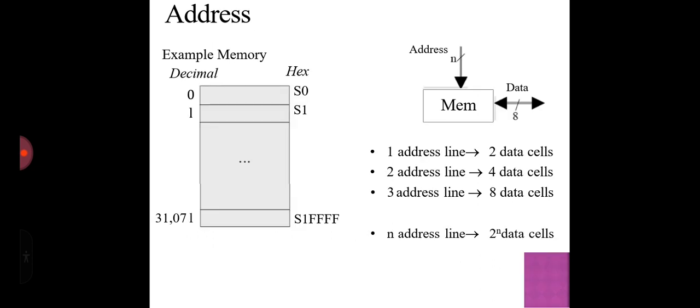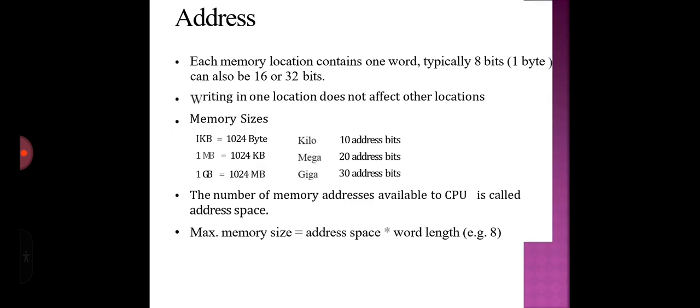Address. Example of memory which falls under the category of address: for one address line, 2 data cells; for 2 address lines, 4 data cells; for 3 address lines, 8 data cells; and for n address lines, 2 to the power n data cells. Here is a summary of memory sizes. 1 KB equals 1024 bytes, 1 MB equals 1024 KB, 1 GB equals 1024 MB, and so on.